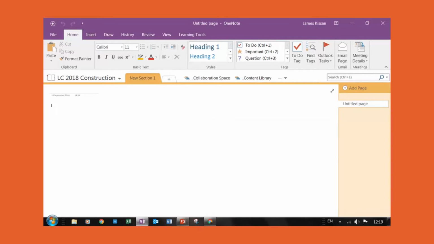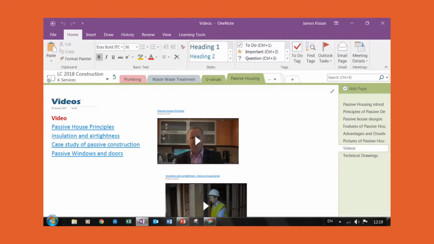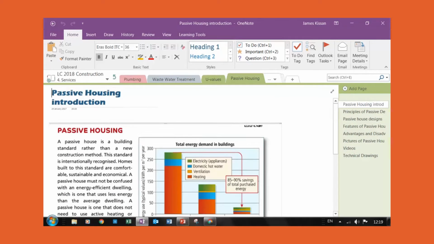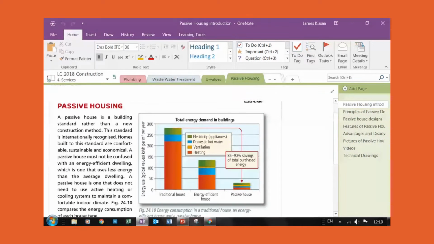Now, what we look at here is the content library, then services, and then passive housing. And over here, we'll look at the introduction to passive housing. Now, the first thing about passive housing is the energy it requires to heat the house is about 85 to 90% less than a traditional house that most people live in this country.